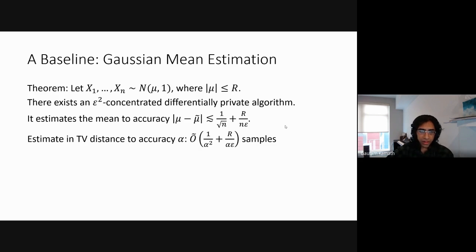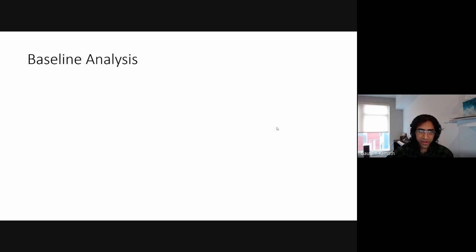But the algorithm to achieve this type of guarantee is really simple. Essentially, it's just what I told you in the previous slide. You clip your data and then you add noise. So I'm going to illustrate how the analysis goes. But if you don't follow this, don't worry too much. It's not super important.